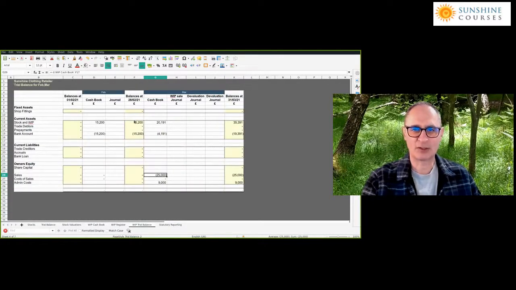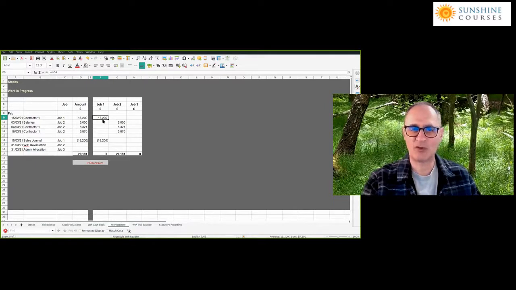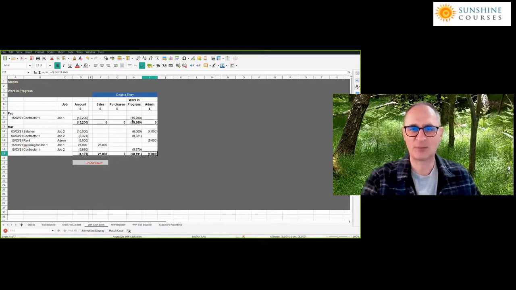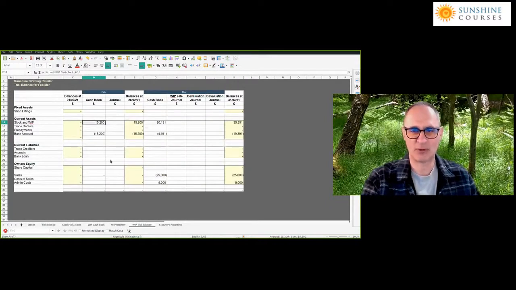So as at the end of February, we've correctly already got £15,000 in stock and work in progress. We could have picked it up from our register, but simply from our cash book, because there was only this one entry for job one, and we put that through to work in progress, we actually don't have to make a journal because everything's already recorded correctly. But in the month of March, this £15,000 cost has not been allocated anywhere against the sales. All we've got is the £25,000 of revenue and £9,000 of admin costs.